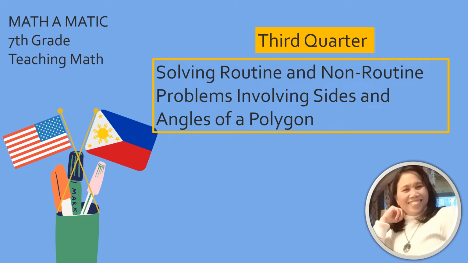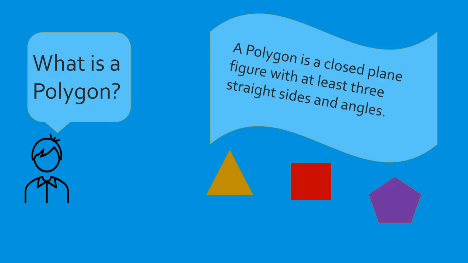In this video, you're going to learn about solving routine and non-routine problems involving sides and angles of a polygon. So now we know that a polygon is a closed plane figure with at least three straight sides and angles. So we have here triangle, quadrilateral, and we have here pentagon, 5 sides. 1, 2, 3, 4, 5.